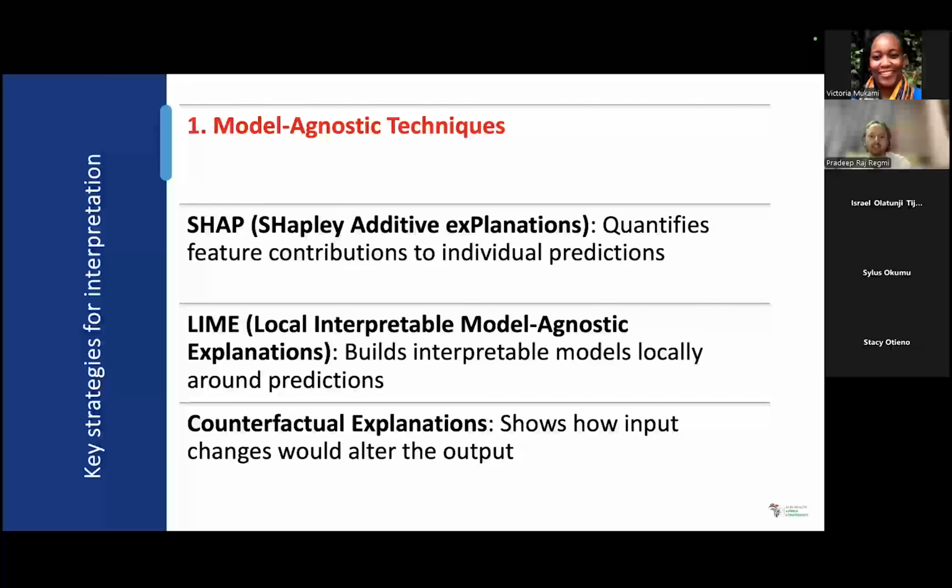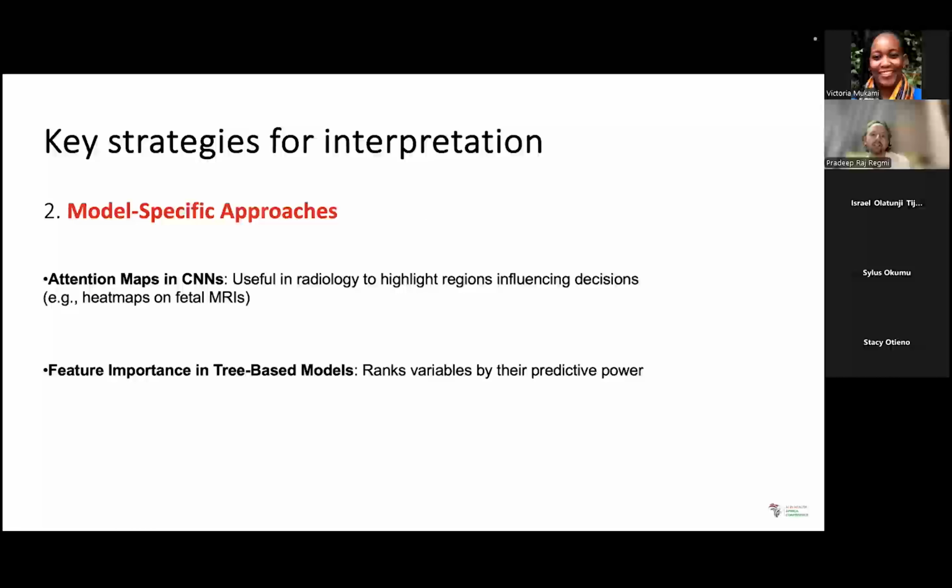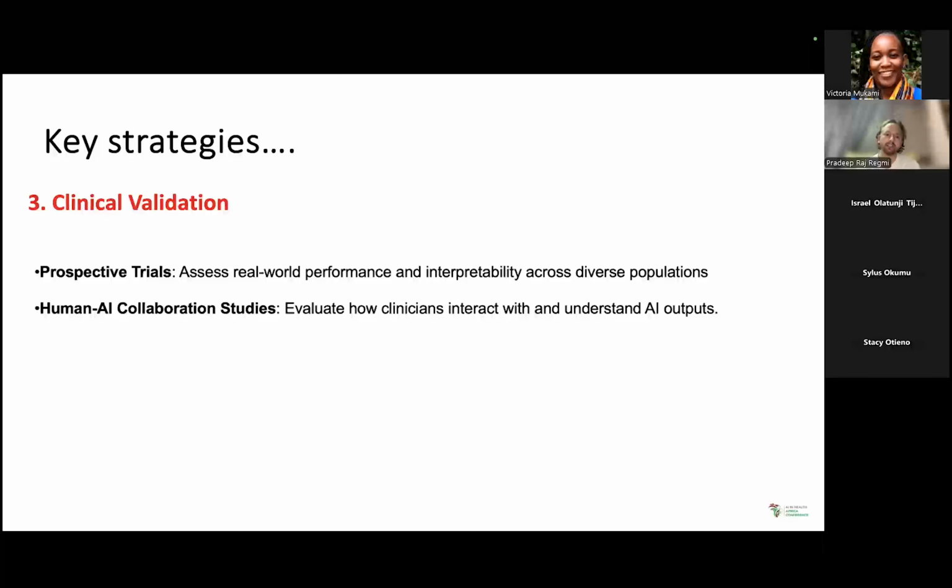I think you guys know more than me about these interpretation strategies, like model agnostic techniques. You can go through them. Another is model specific approaches, like attention maps in convolutional neural networks, commonly used in radiology. And another is clinical validation. Prospective trials should be required for the validation of these models.